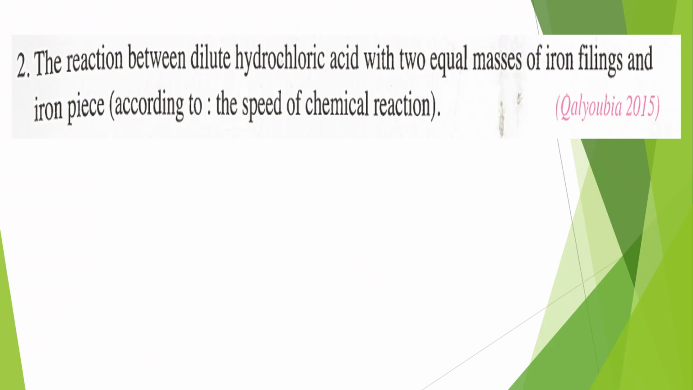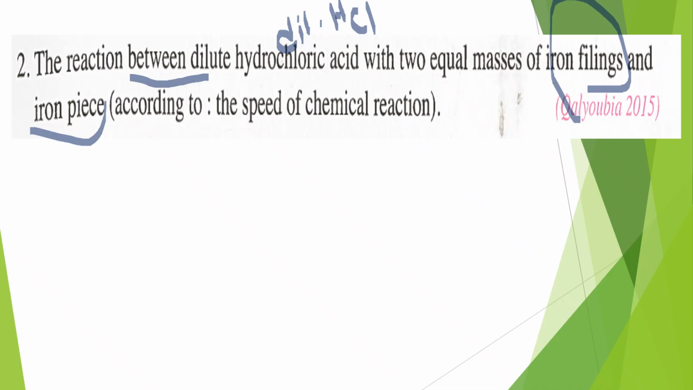And now we come to a very easy question. Compare between the reaction of dilute hydrochloric acid, dilute HCl, with 2 equal masses of iron filings and an iron piece, according to the speed of the reaction. Which of them will be faster in its reaction with dilute hydrochloric acid?